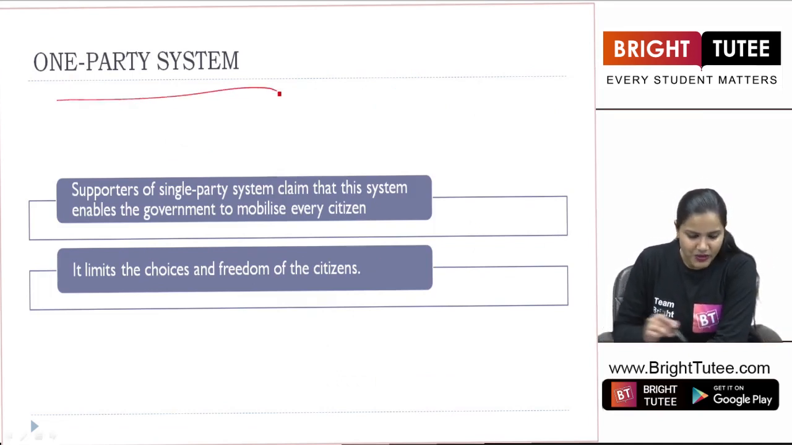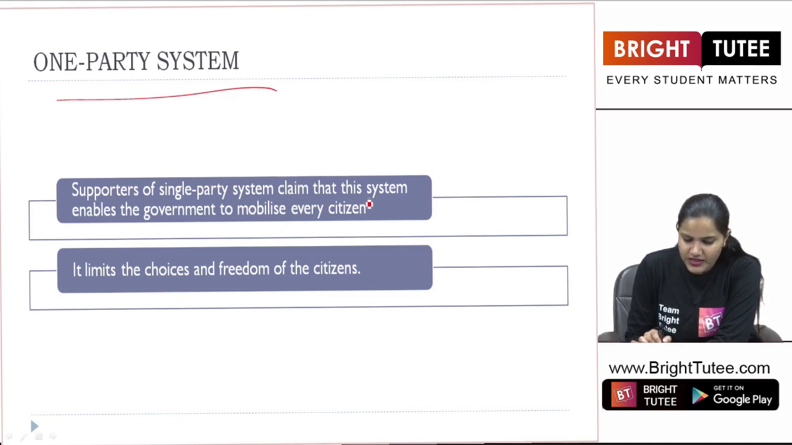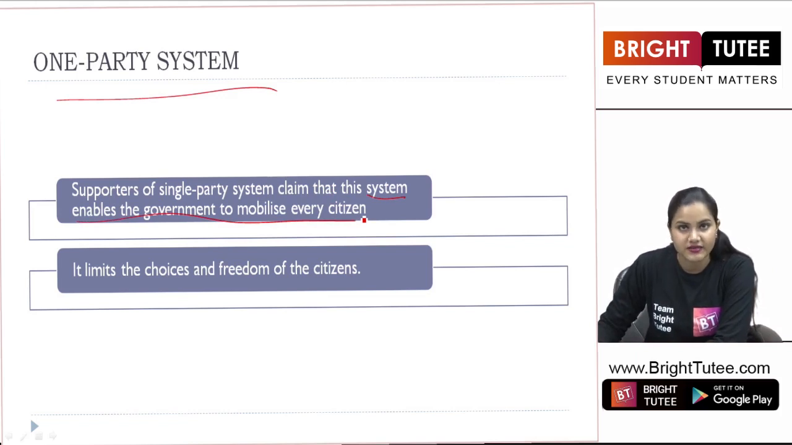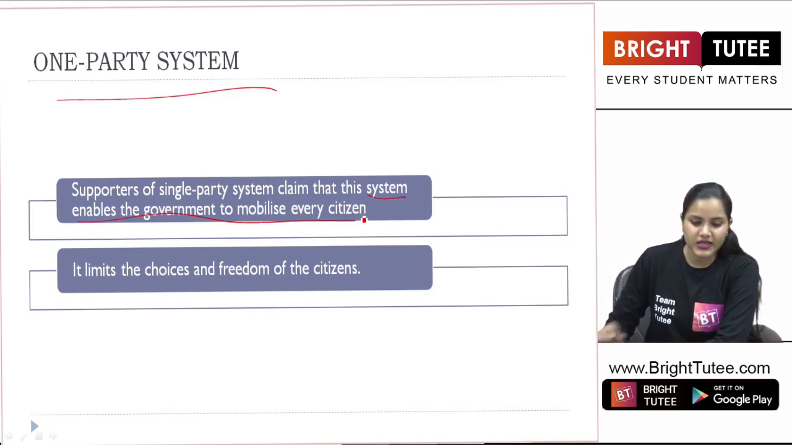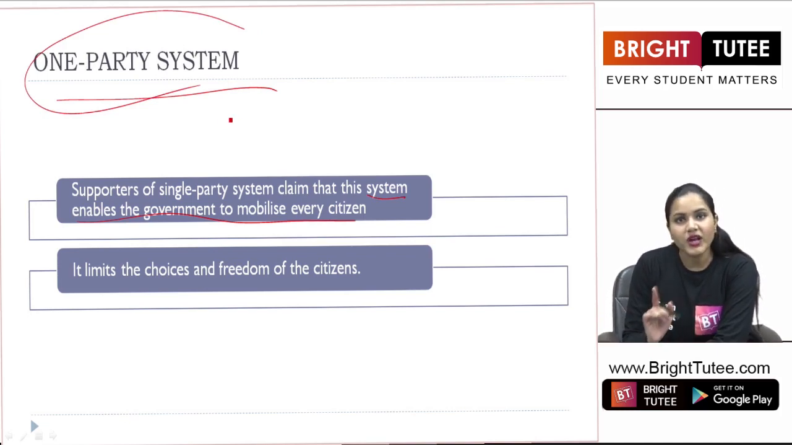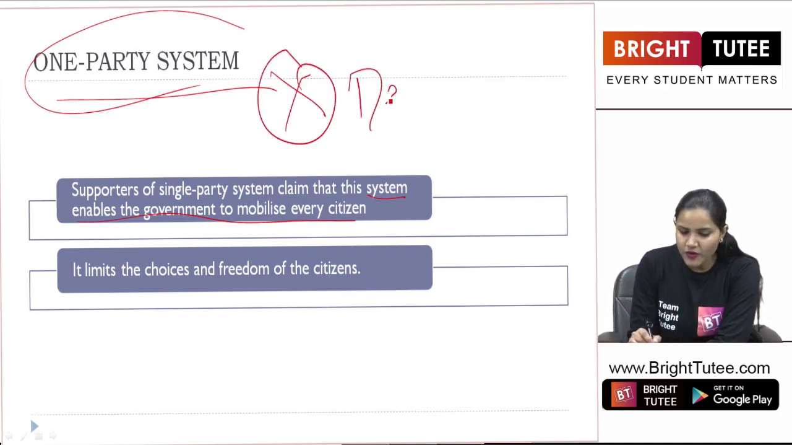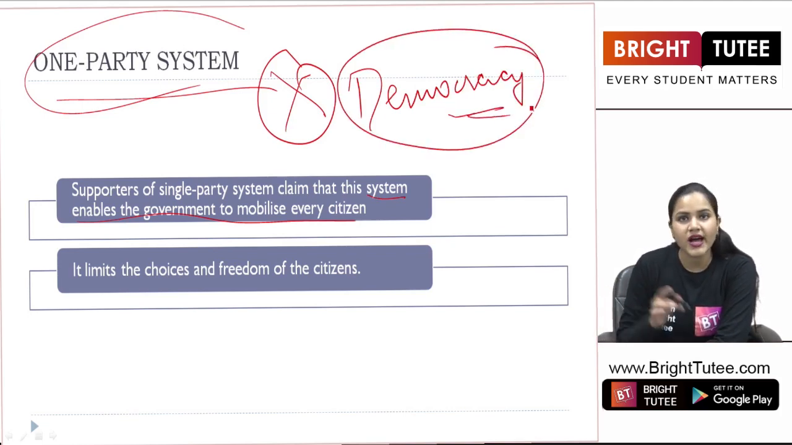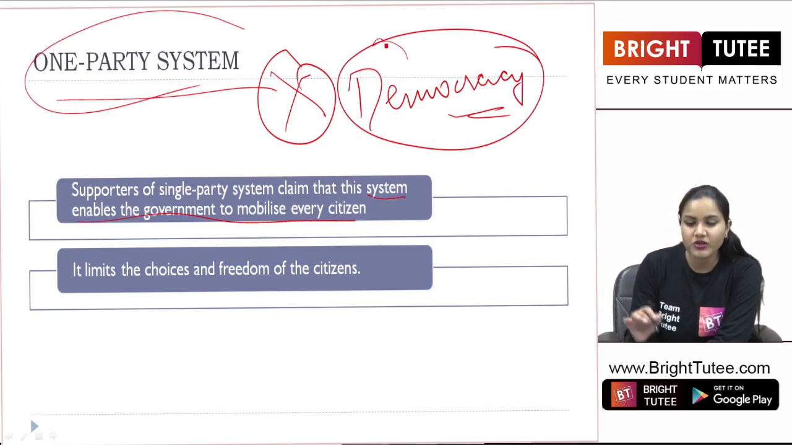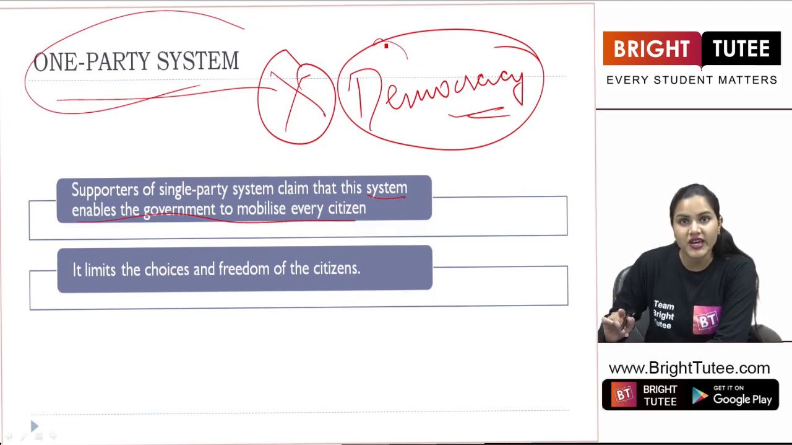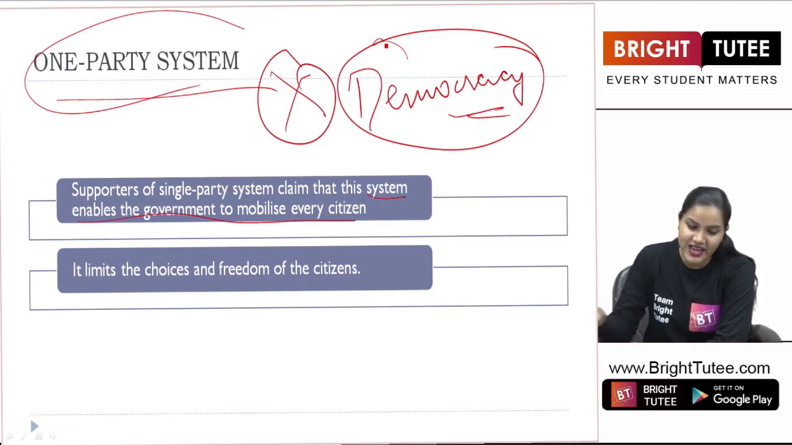When we are talking about the one-party system again, we see that supporters of the single-party system claim that this system enables the government to mobilize every citizen. Now, how are they supporting this one-party system? We all know that the one-party system is never good for democracy. When we are talking about a democratic country, we cannot support the ideology of the one-party system, because in a democracy, we need people to criticize the government in order to check that they are not becoming autocratic in nature.